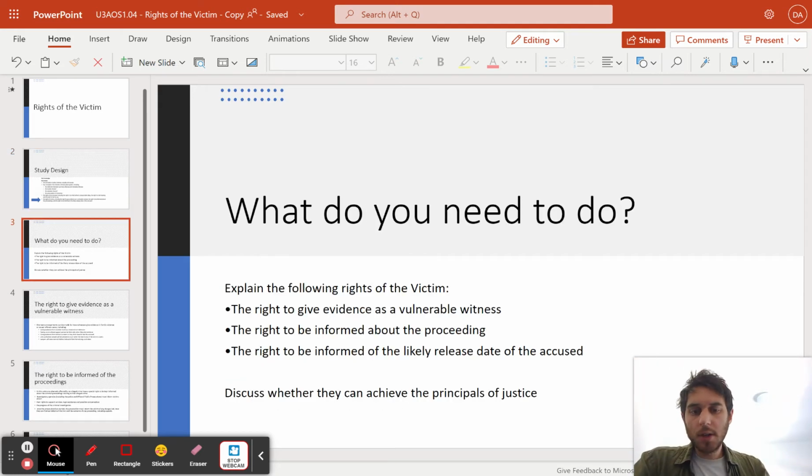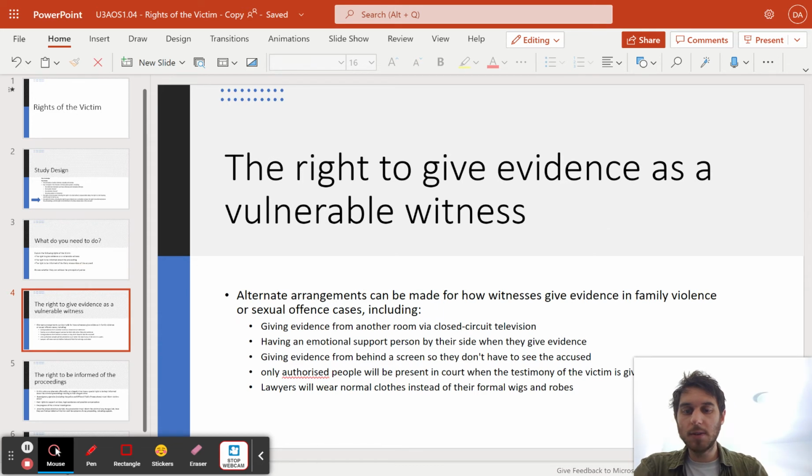What exactly do you need to know for this dot point? Well, there are three main things you need to know about. The first is essentially that there are three main rights of victims that you need to learn. The first is the right to give evidence as a vulnerable witness. The second is that victims and witnesses have the right to be informed about the details of court proceedings that are about to happen. And finally, victims have the right to be informed of the likely release date of the accused person. So let's have a little bit of a deeper dive into each of these three things.